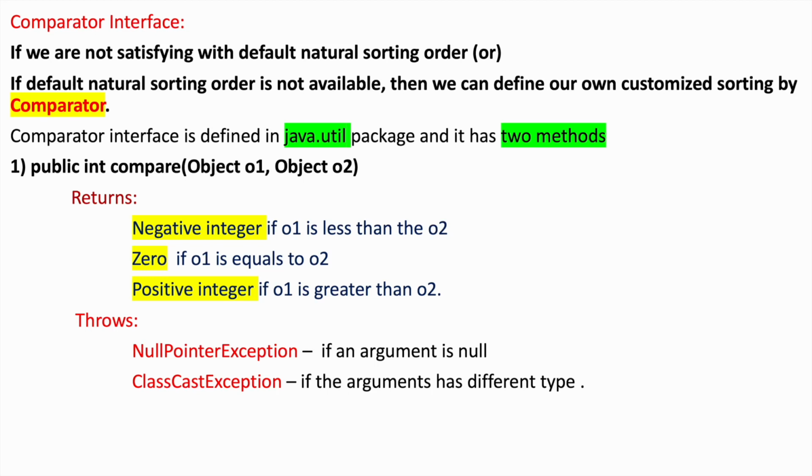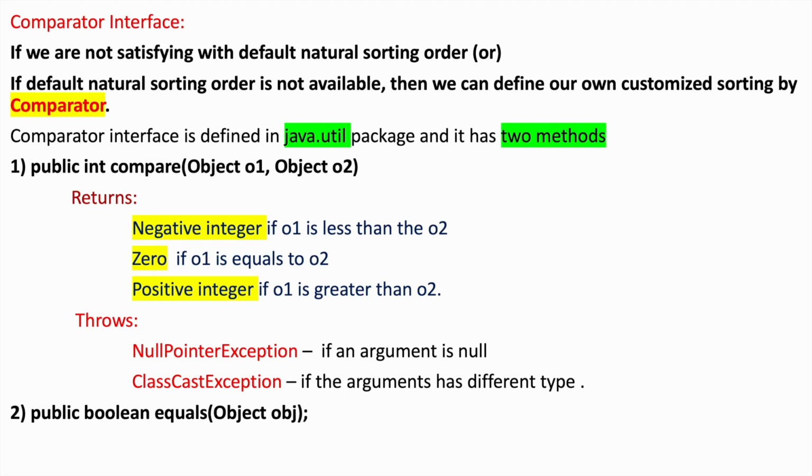So this compare method takes homogeneous elements. That means object 1 and object 2 must be of the same type. If they have different types, it will give a ClassCastException. The second method of this Comparator interface is the equals method. Whenever any class implements this Comparator interface, we compulsorily have to provide an implementation for the compare method, but for the equals method we need not bother. By default the equals method is inherited from the Object class, so implementing the equals method is optional.